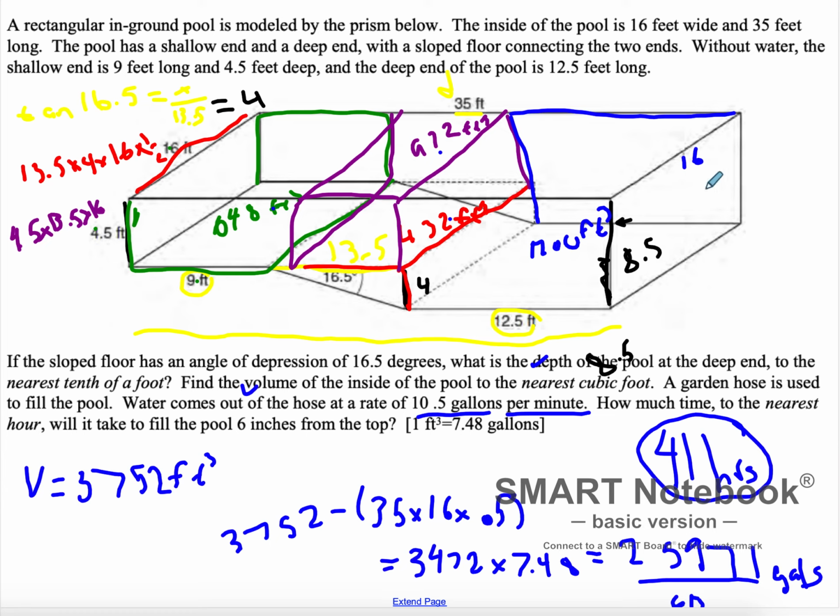It had a lot of components. If you got it right, congrats. You're pretty much a master at volume. We're going to have some more tough questions with density coming up that also involve volume.